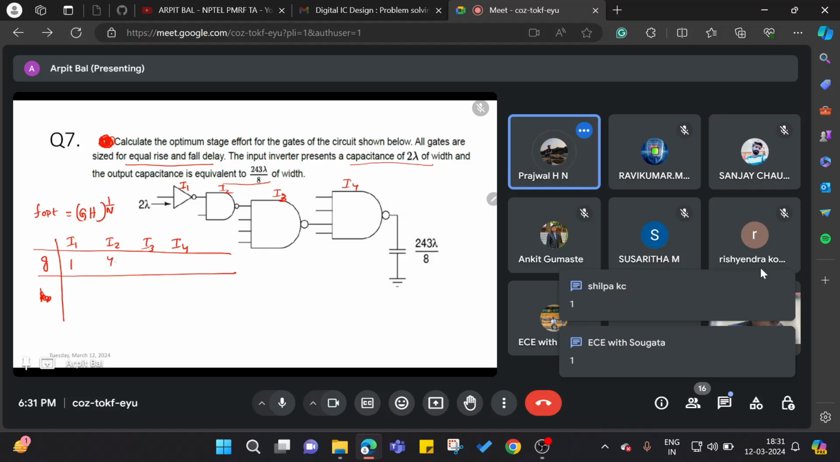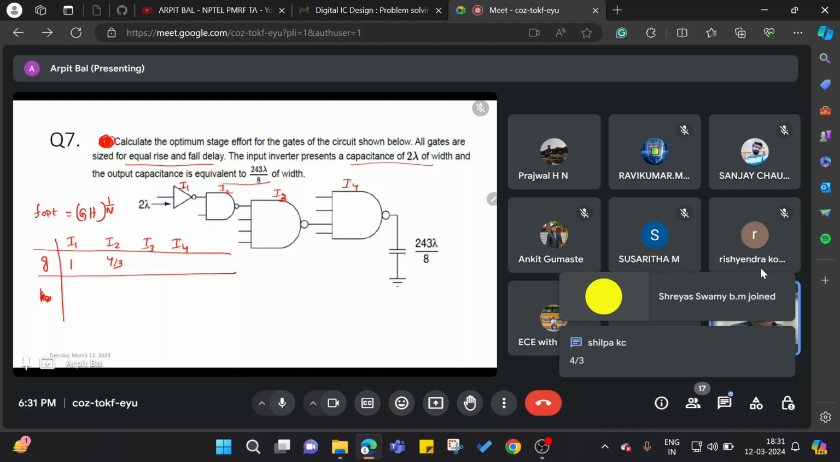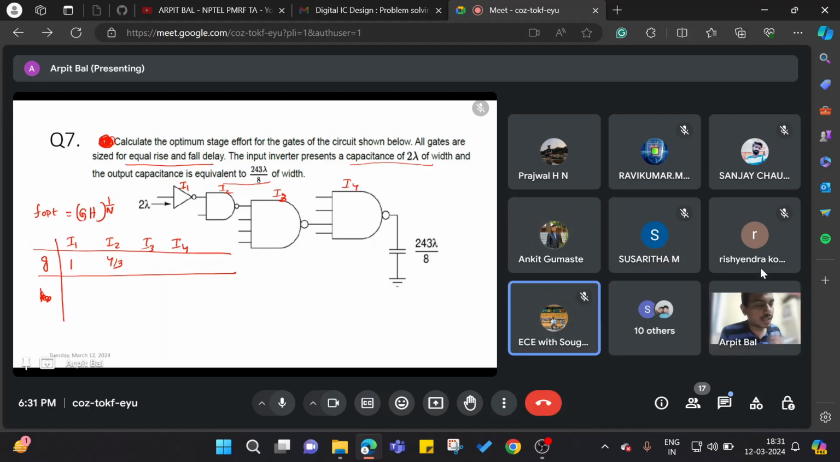Okay, so one question here. Do I need to know the drive strength for I1 or I2 for calculating the G? No, sir. Okay, and why is it so? Independent. Because when we divide the input capacitance, we take a reference inverter of the same drive strength, so they'll cancel out. So for G it won't matter what the drive strength is.